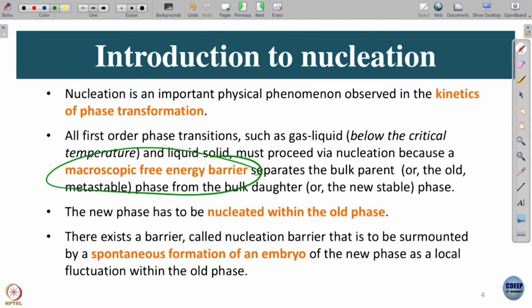So a new phase has to be nucleated within the old phase, that I said. However, this process itself has a barrier, and that is a nucleation barrier, and that is a beautiful physics, and that is the one we will now consider.